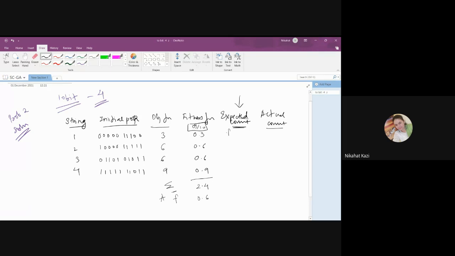The expected count is Fi divided by F bar, where F bar is the average fitness. So you will get this as 0.5. What about the next? 1.5. And so on.